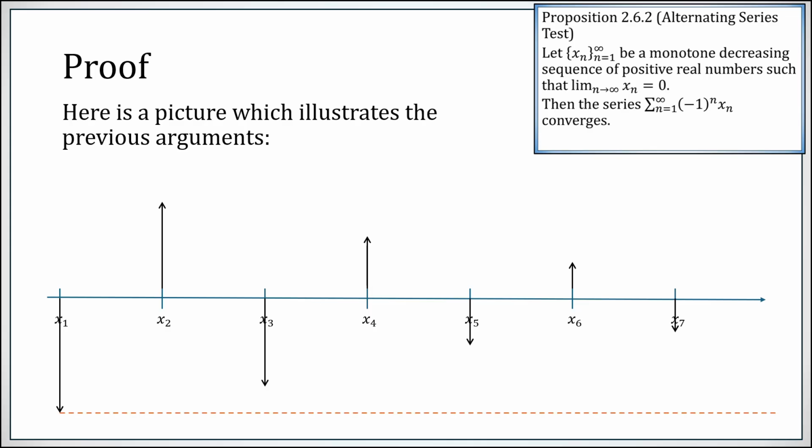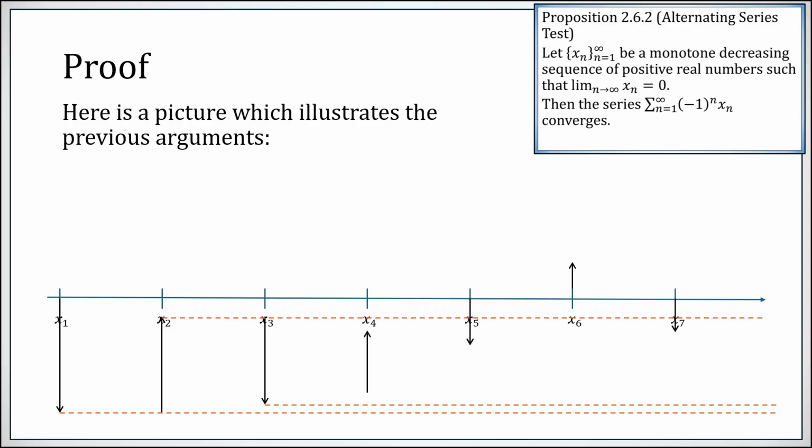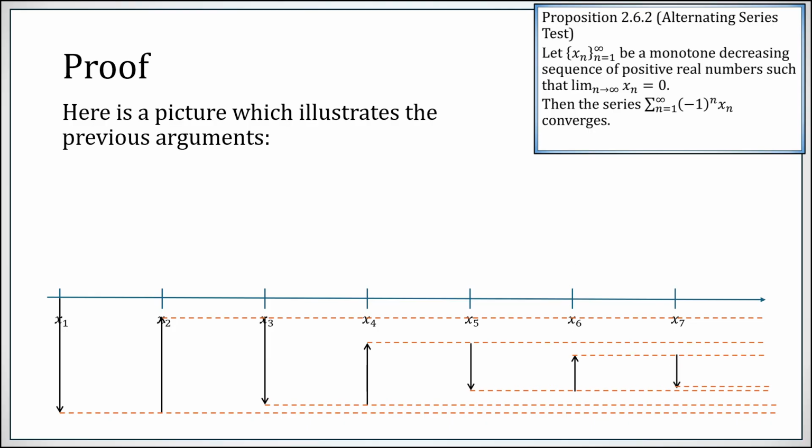First, the first partial sum is simply -x1. To get the second partial sum, I add the quantity x2. So now we have a line for the second partial sum. Next, I subtract x3, then I add x4, then I subtract x5, then I add x6, subtract x7, and so forth. So observe that our odd index partial sums can only go up, but they are bounded above by the even indexed partial sums that can only go down, which are in turn bounded below by the odd index partial sums.